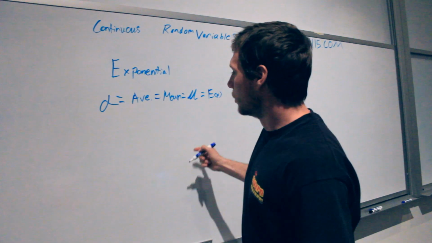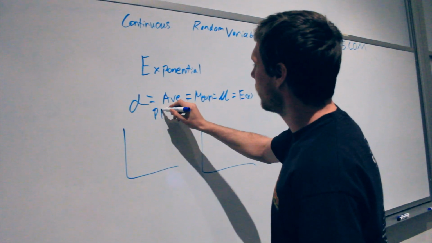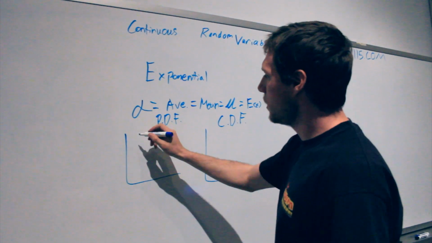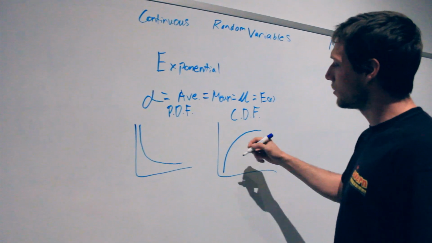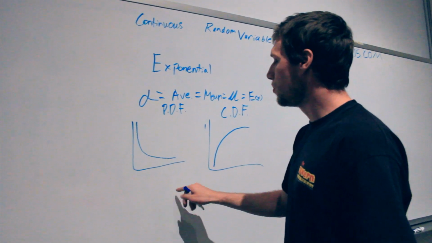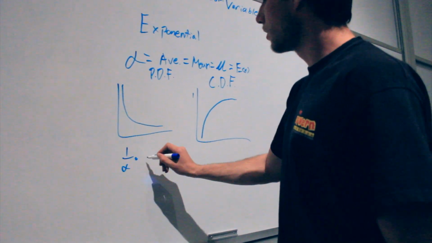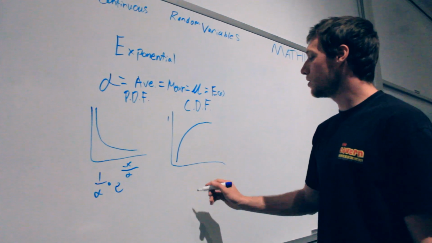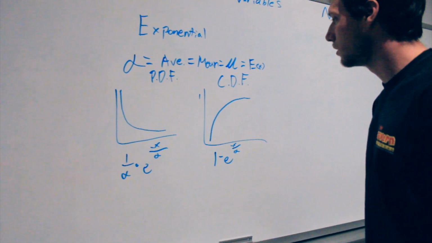The exponential equations also have graphs for the PDF and the CDF versions. The PDF exponential graph would look something like this, and the CDF would look like that. Again, the CDF ends in 1. The equation for the PDF is 1 over alpha times e to the negative x over alpha. And the CDF one is really simple, it's just 1 minus e to the negative x over alpha.